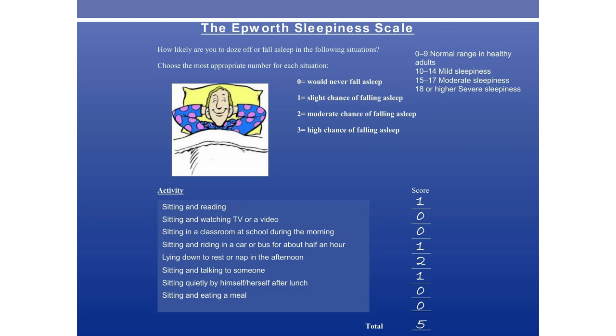In this example, this person has 5, which is normal. You can see the normal range is 0 to 9. 10 is the first, mild sleepiness. Above 18 is severe sleepiness.